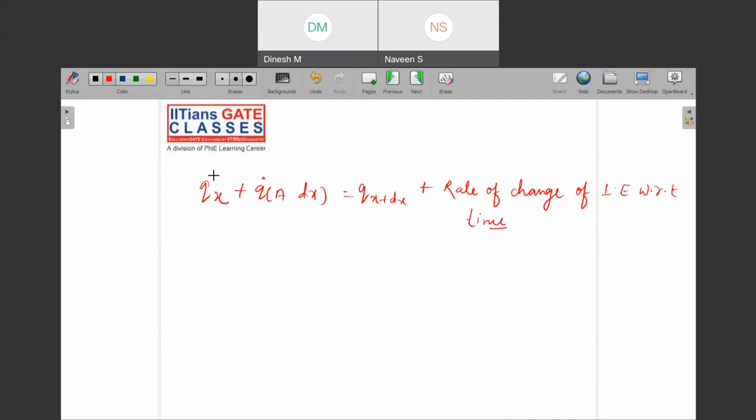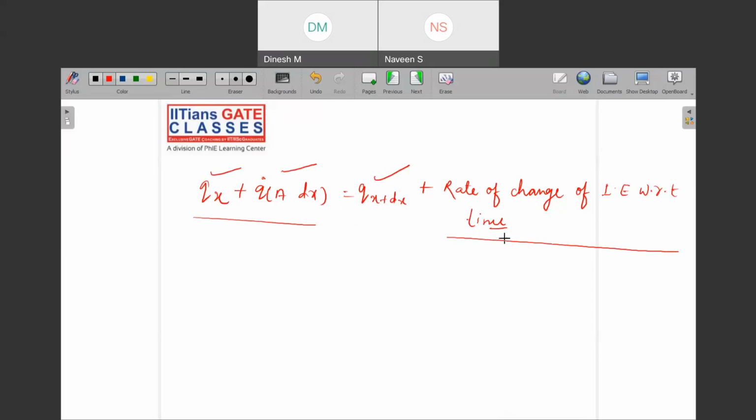Like this was the total heat coming in, and this is what is going out. If qx plus dx is not equal to this one, then this is the amount which is getting into the body, and the amount which is being stored in the body will change the internal energy of the body. So this is the idea of this equation.